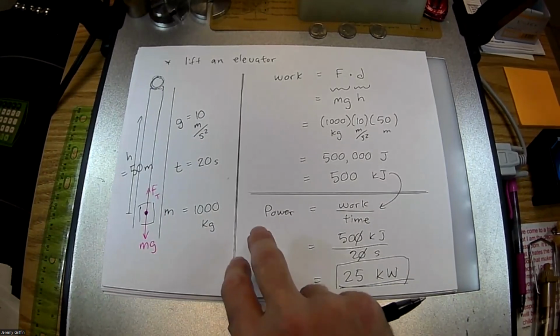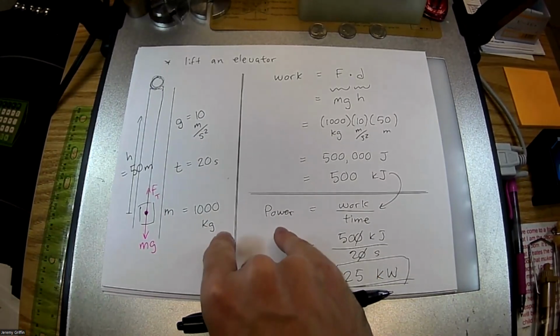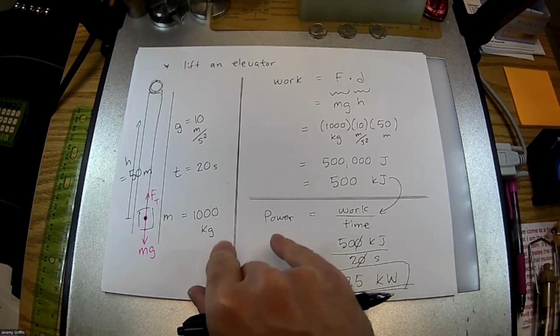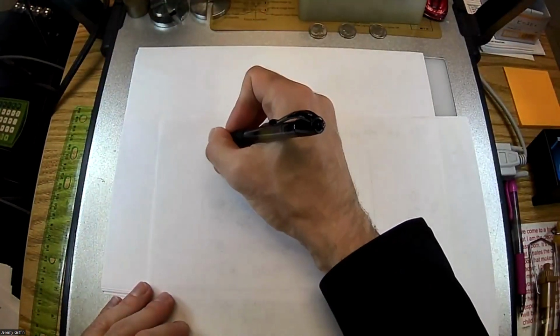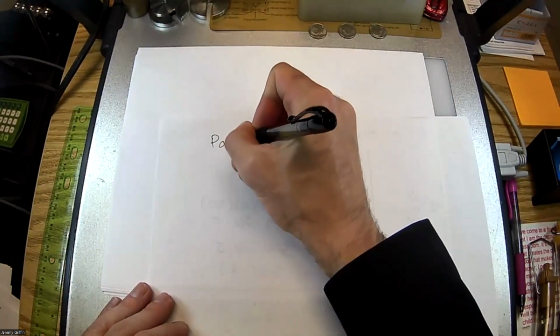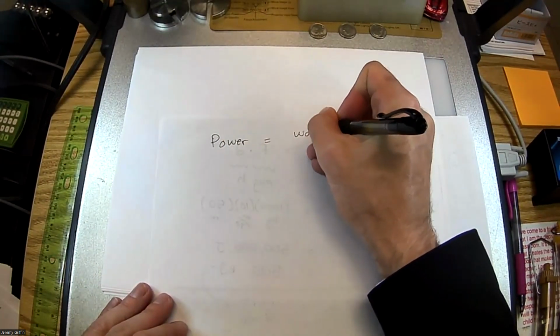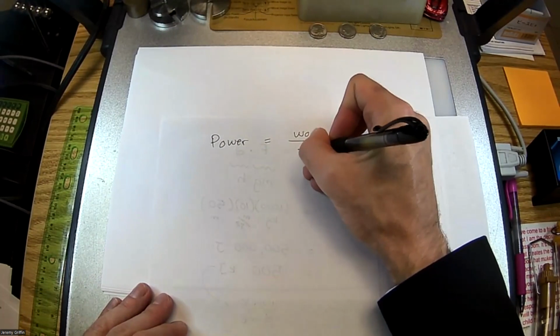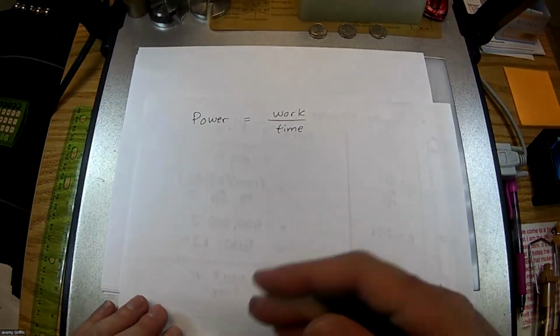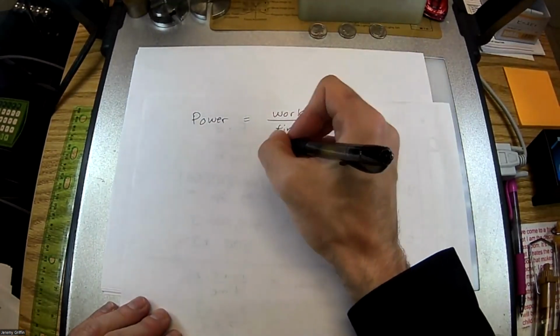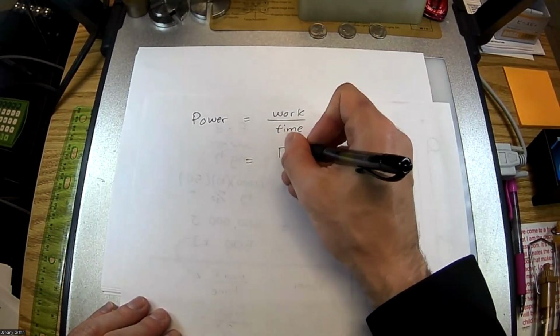Good so far? Because we're going to do one more power example. I want to take this to a different perspective. Let's look at that expression. Power is work per time. That's how I've been defining this, work per time or energy per time, like a rate of work. But you guys know that work is force times distance.